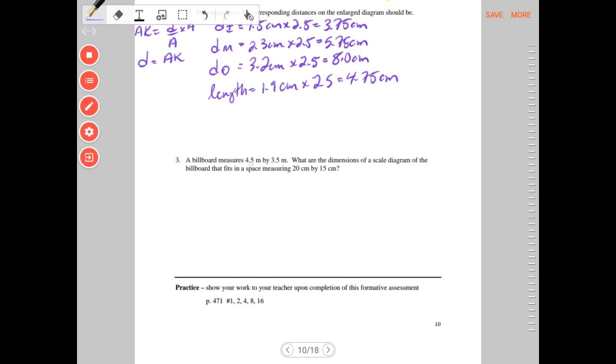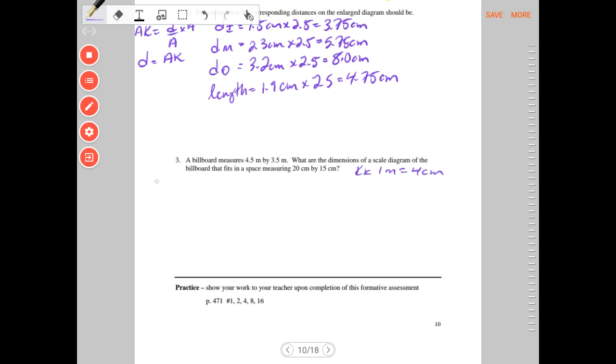Okay, let's go 3. So that would be 13.5 by 10.5. That would still fit. Times by 4, so that would be 18 and 14. That would still fit. We times by 5, that would be 22.5 and 17.5, and that's going to be too big to fit in that space. So I think our scale will be 1 meter is equal to 4 centimeters.